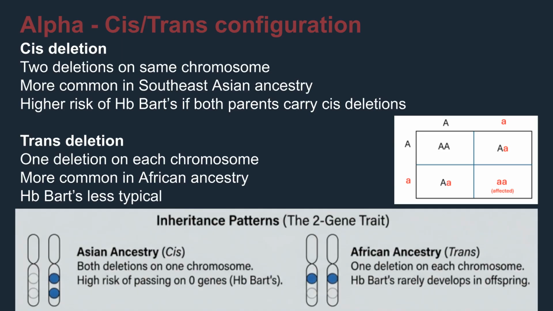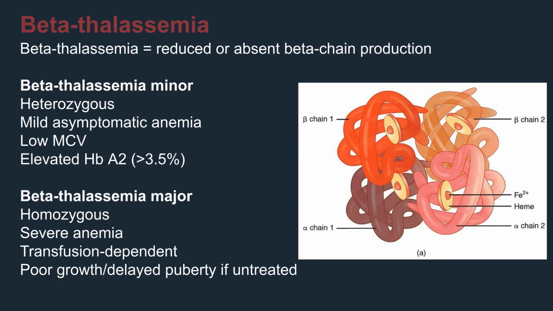If you look at the chromosome with both genes missing, plug that into the Punnett square, and there would be a 25% chance of having Hb Bart's, which is deletion of all four. Moving on to beta-thalassemia. Beta-thalassemia trait gives you low MCV and elevated HbA2, specifically one that is greater than 3.5%. Beta-thalassemia major is the severe form, profound anemia, transfusion-dependent, iron overload issues.